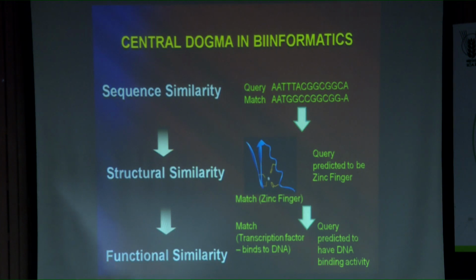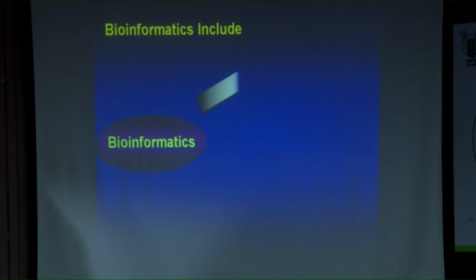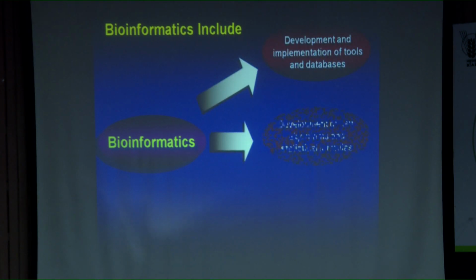So, in that way we can find out the function of the protein by taking this kind of central dogma of bioinformatics. Next. So, bioinformatics actually has three basic components.